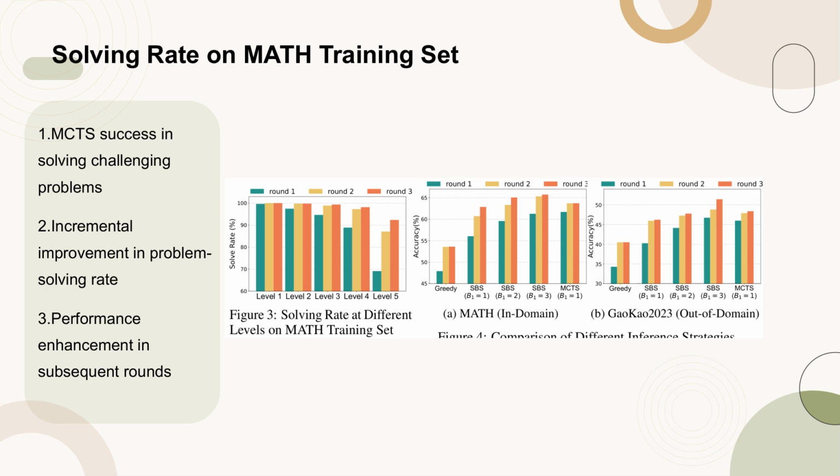Figure 3 illustrates the problem-solving rate at different difficulty levels on the math training set. It highlights that Monte Carlo Tree Search, MCTS, achieves greater success in solving more challenging problems as the rounds progress. This indicates an incremental improvement in the model's ability to solve complex problems over time, reflecting the enhanced quality of self-generated training data with each round.